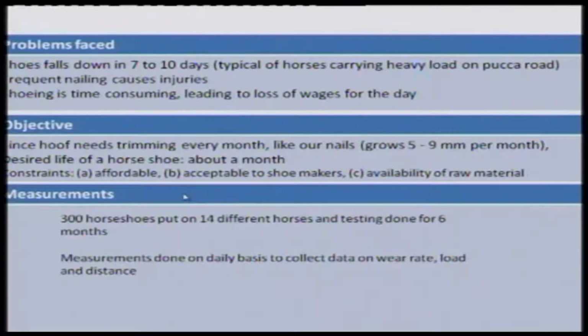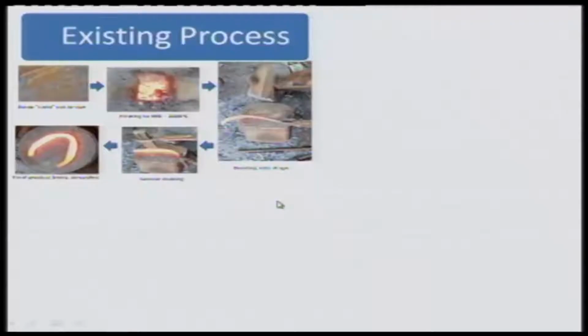In fact, we did this work in which we tried lots of experiments, and horseshoes were really put on horses and data was measured on the life of the horseshoe. But before that, let us look at the existing thermomechanical process of making a horseshoe. The horseshoe is made by a blacksmith by a traditional technique.